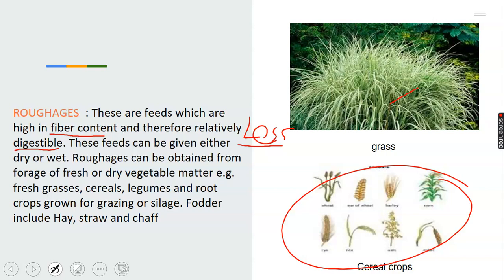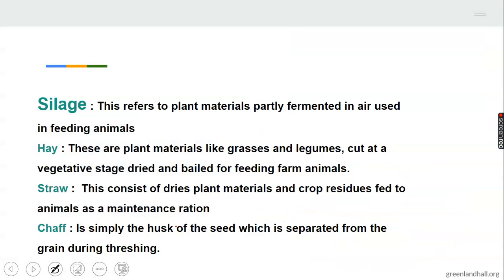Meaning roughages mainly contain carbohydrate. They mainly contain what? Carbohydrate. Take note of that. And the source as well can be from silage. We have silage. We have hay, straw, and chaff. These concepts are very important in roughages. We are going to explain this concept, what silage is.